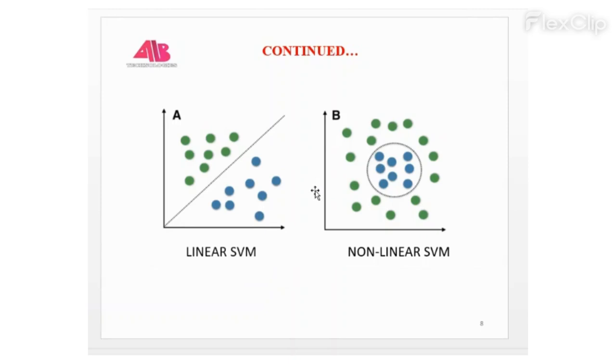So this image represents linear support vector machine and non-linear support vector machine. In linear SVM, the data points are separated by a straight line. In non-linear support vector machine, the data points are separated by a circle or a hyperplane.